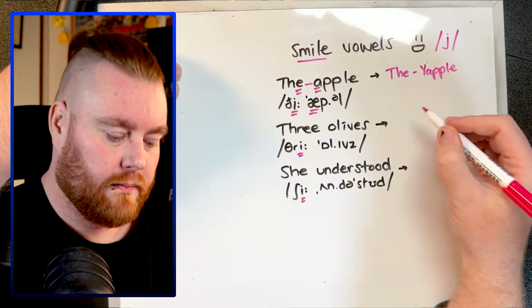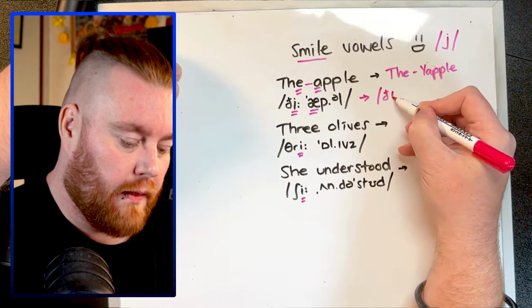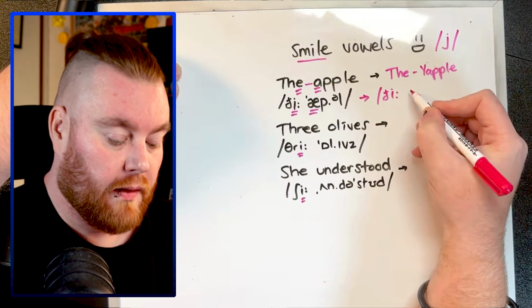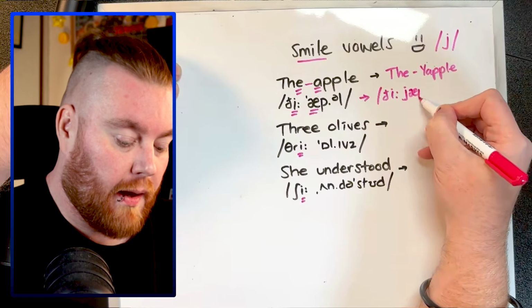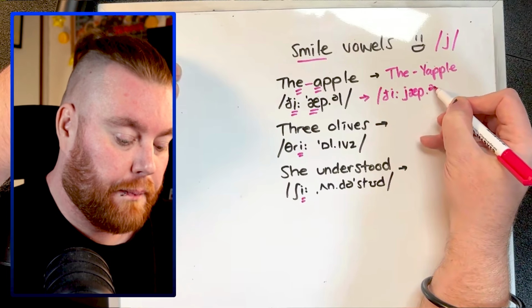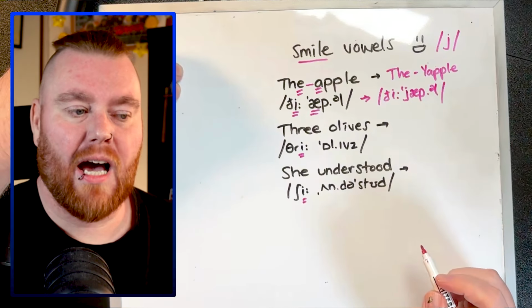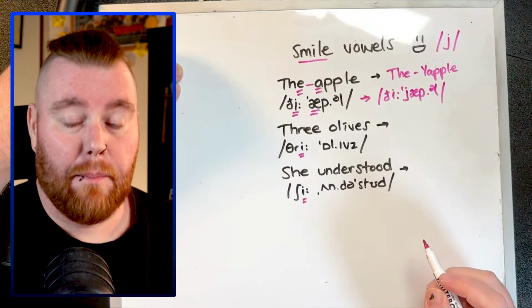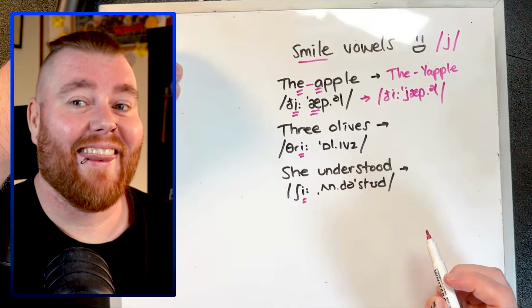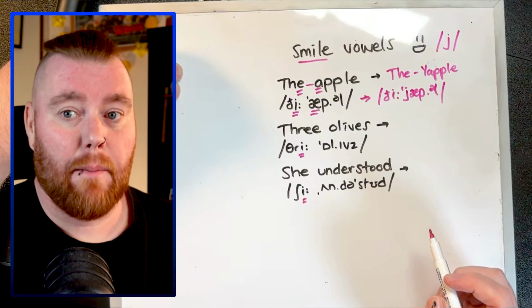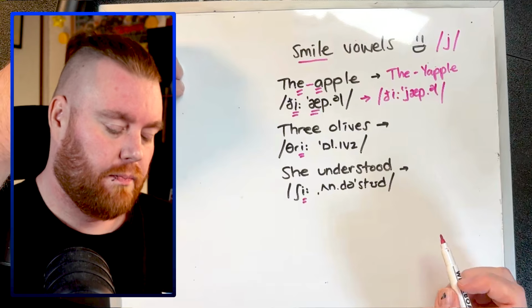The apple. So this is going to become the, and then we get E, apple. The apple. Not the apple. The yapple. Cool. Let's look at the next one.